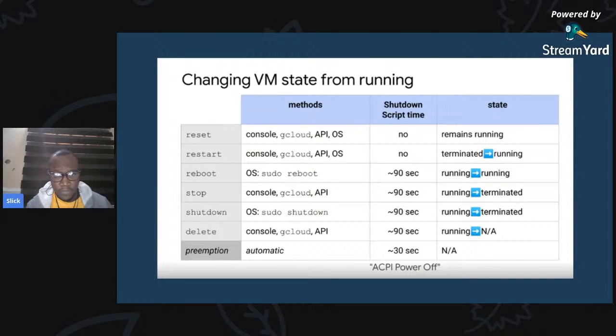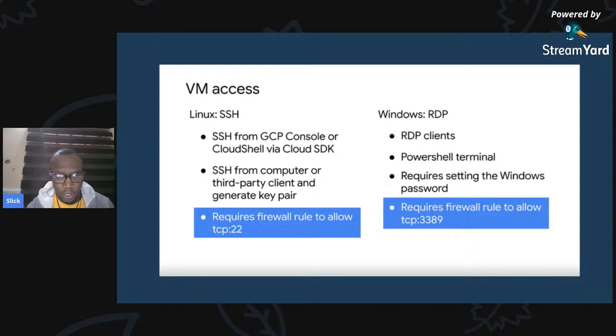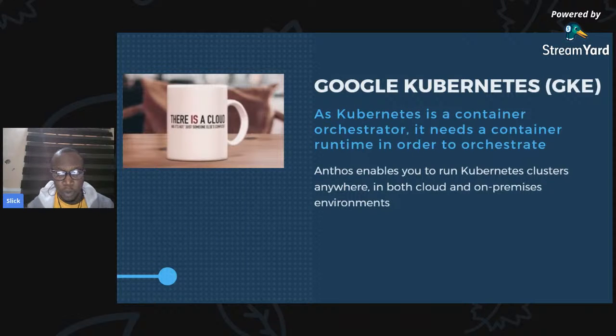Then changing the VM state to running: you can restart, reboot, stop, shut down, delete, and do a lot of things around changing your virtual machines. For VM access, you can connect to Linux using SSH and Google Cloud Platform Cloud Shell, via the QA Labs, which you're going to do later on. Then for Windows, you can use RDP client or PowerShell if you're running on Windows. So that's all about Compute Engine.